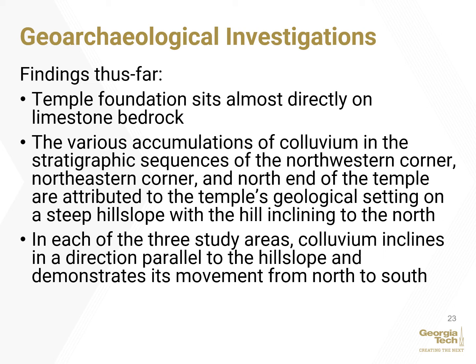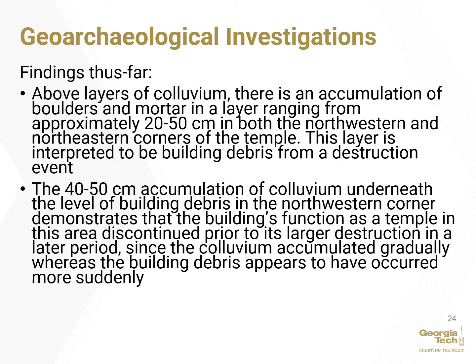In each of the three study areas, colluvium inclines in a direction parallel to the hill slope and demonstrates its movement from north to south. Again, north is the higher part of the hill, south is lower. Above layers of colluvium, there is an accumulation of boulders and mortar in a layer ranging from approximately 20 to 50 centimeters in both the northwestern and northeastern corners of the temple. This layer is interpreted to be building debris from a destruction event.